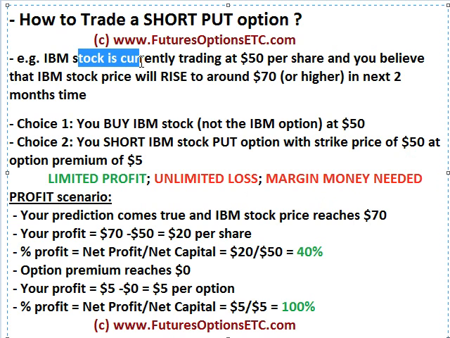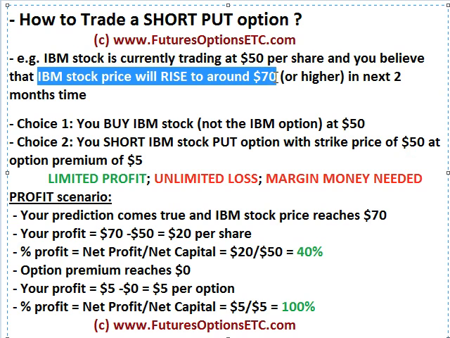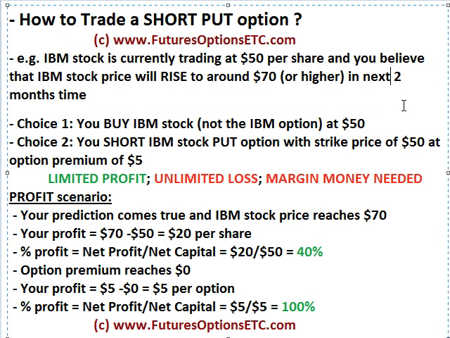So let's take a simple example. Assume that IBM stock is currently trading at $50 per share, and you believe that IBM stock price will rise to around $70 or higher in the next 2 months time. So basically you need to have a bullish view to take a benefit from a short put option position. How can you take advantage of this bullish situation?